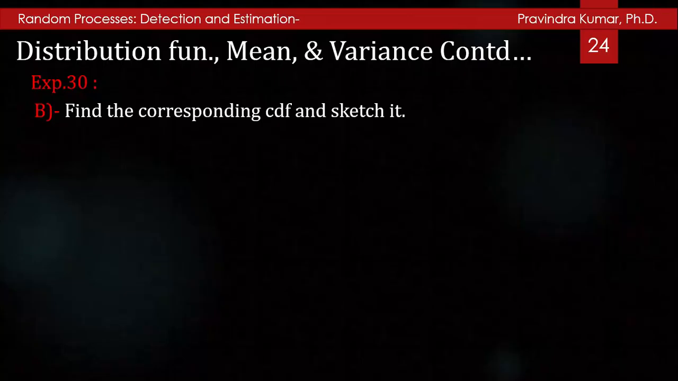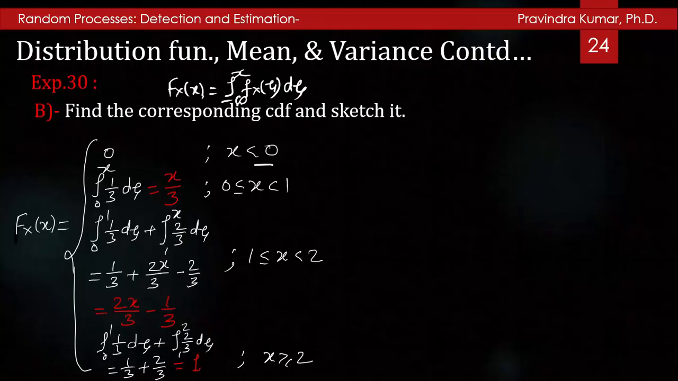So the CDF F_X(x) in terms of the PDF is the integration from minus infinity to x of f_X(xi) d xi. So you can find out when x is less than 0, it is 0. When x is between 0 to 1, you have to integrate from 0 to x, and between 0 to 1 the PDF is 1/3. So this is the integration from 0 to x of 1/3 d xi. So it is x/3.